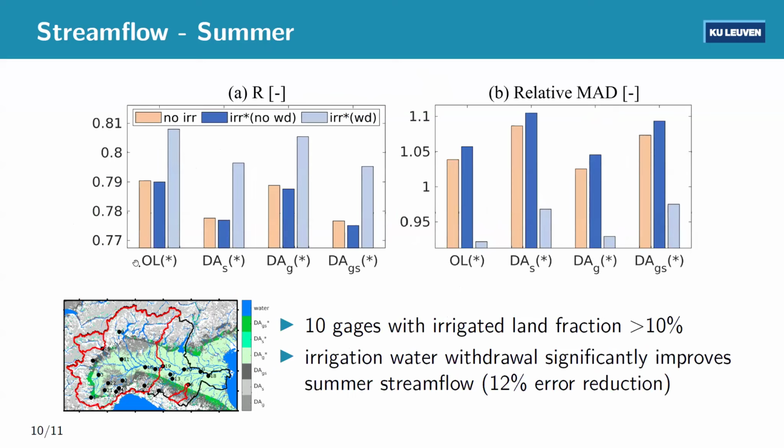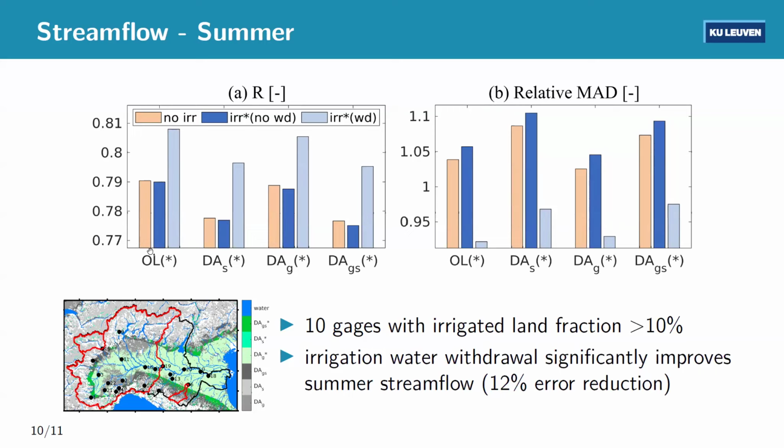We look at the stream flow. Now we are only focusing on those gauges where the irrigated land fraction in the basin is larger than 10%. I'm looking at two metrics here, left the correlation, right the relative mean absolute difference. You see 3 bars. One is a simulation without irrigation, the second one is with irrigation, but we do not withdraw the water from the stream flow. And then the third bar is where we actually withdraw the irrigation water from the stream flow.